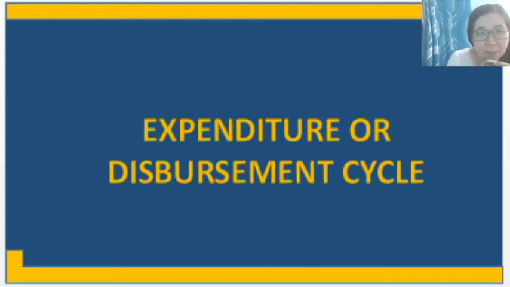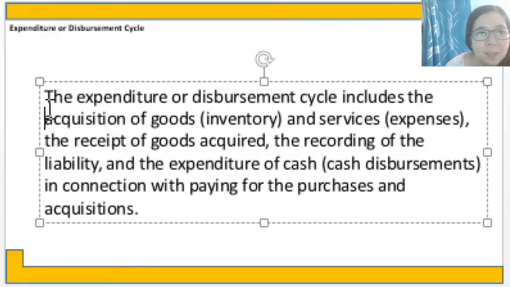Okay, so for this next video lecture, we will be discussing the next cycle, which is the expenditure or disbursement cycle. This includes the acquisition of goods or inventory and services in the form of the expenses being incurred, the receipt of the goods that were ordered, recording of the liability for the payments for such acquisitions, and the expenditure of cash during the payment of those purchases.